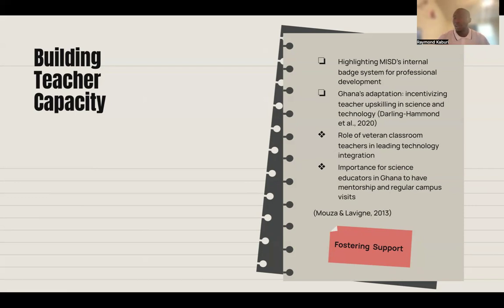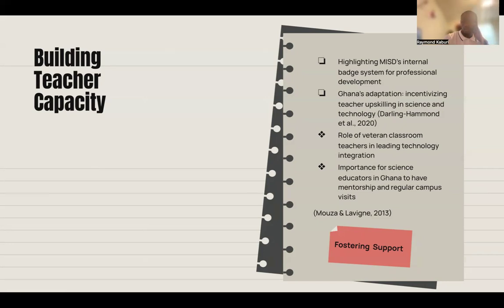It also highlights the systems in terms of their professional development. It also gives some kind of incentivization of teacher upscaling in science technology. This was stated by Darling and Harmon in their research in 2020, talking about the fact that this kind of technology leadership, when we get abreast with this CoSign framework, for example, gives an upscaling in the science technology industry, which is very good for the future.